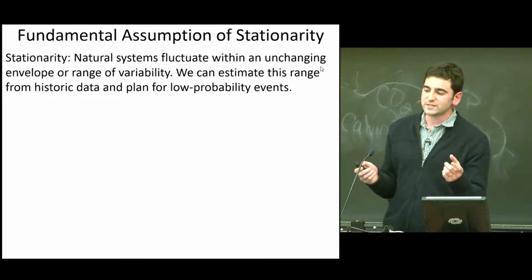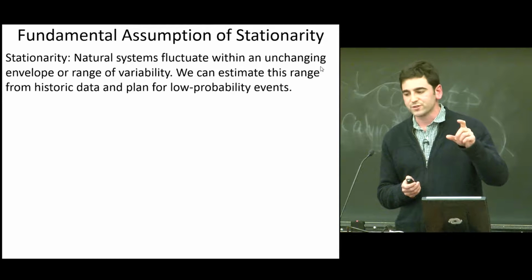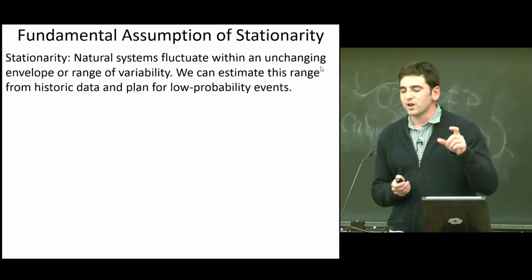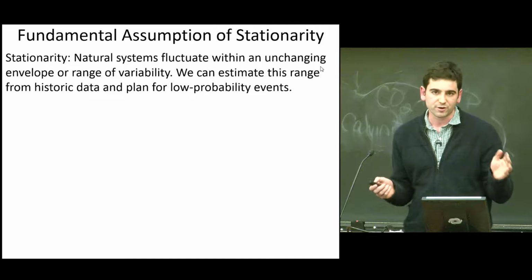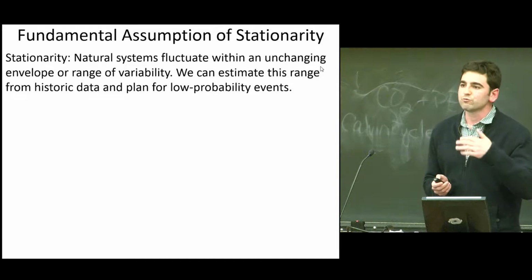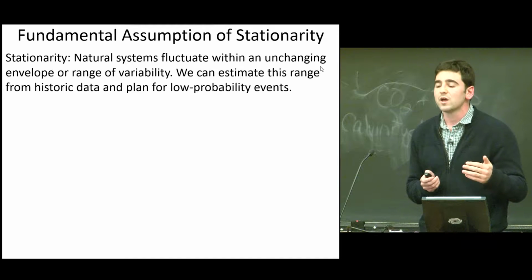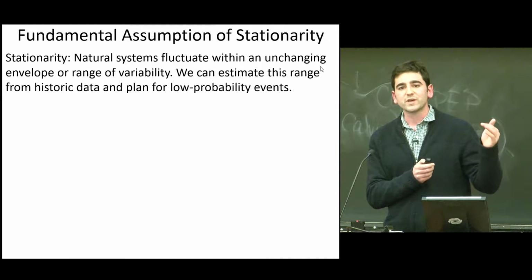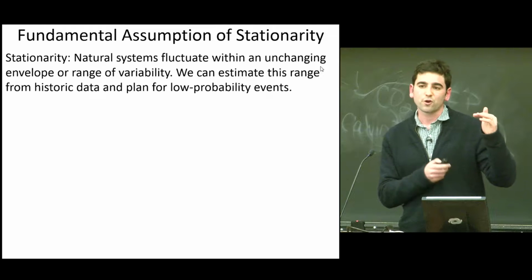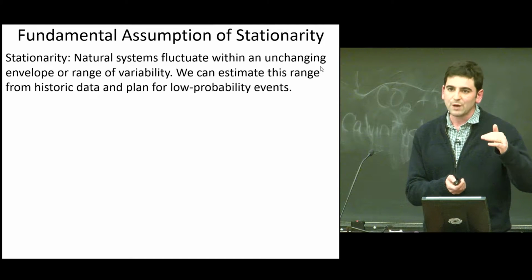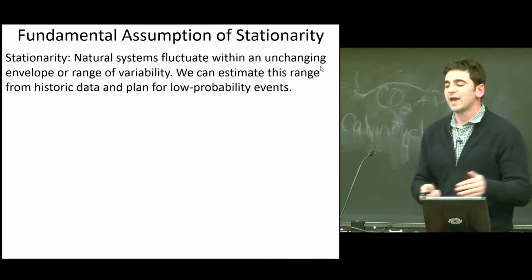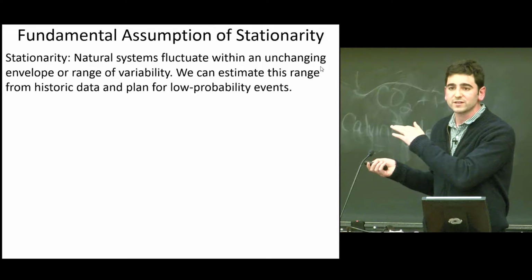But, you know, stationarity is essentially defined as natural systems. They're going to fluctuate within an unchanging envelope or range of variability. So it's not that river flows are going to be the same every year or that we know what they're going to be in any given year, but from the historical record, we think that we can estimate the range that they're going to fluctuate within. And we can take that historic range and try to apply it to future design plans.